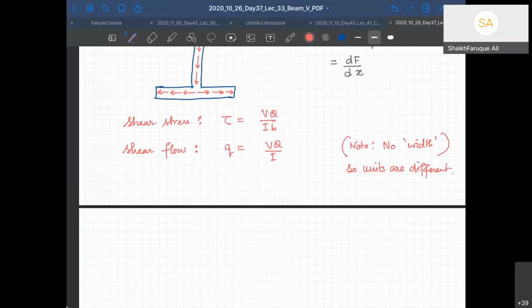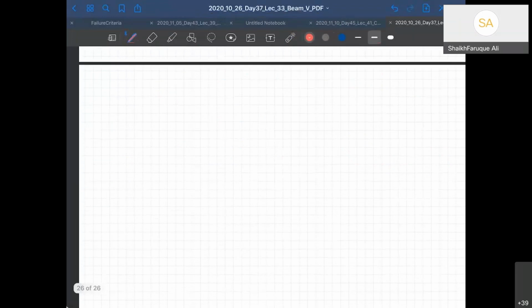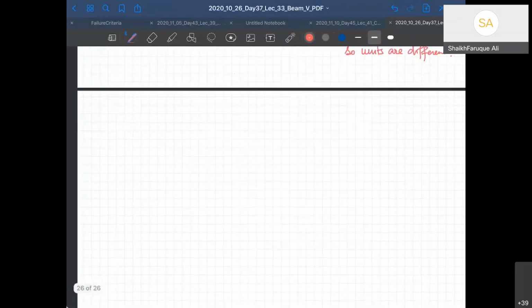All right, so this is shear flow, and you can do shear flow for various cross sections as you want, and they all will be of similar kind. But how does shear flow change through a cross section? Let us do that. Let us analyze an I section and draw the shear flow for an I section.